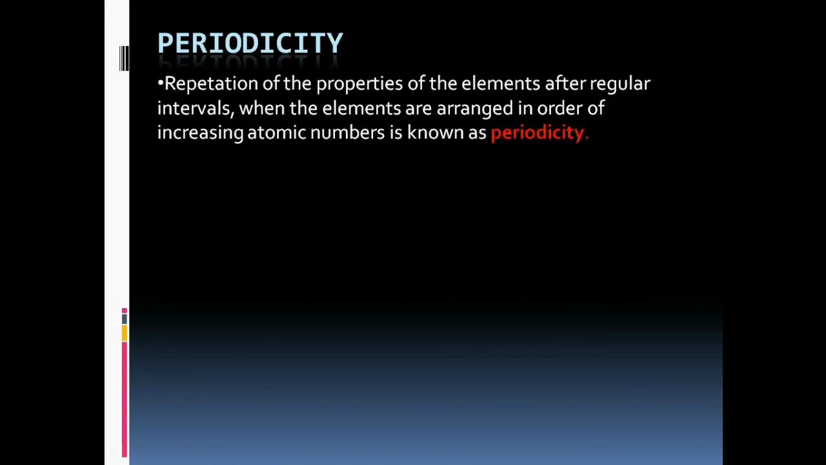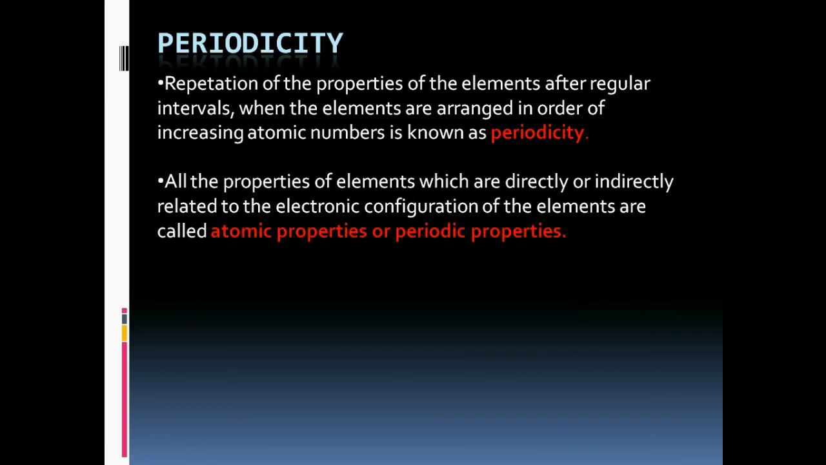What is periodicity? Repetition of the properties of the elements after regular intervals when the elements are arranged in the order of increasing atomic numbers is known as periodicity. And all the properties which are directly or indirectly related to their electronic configuration are called atomic or periodic properties.